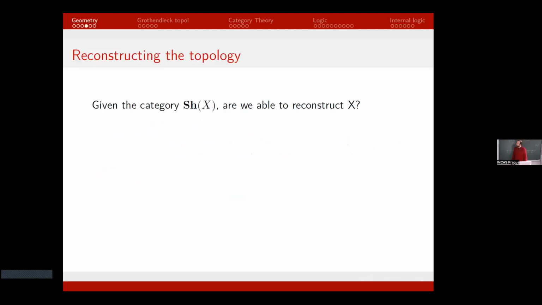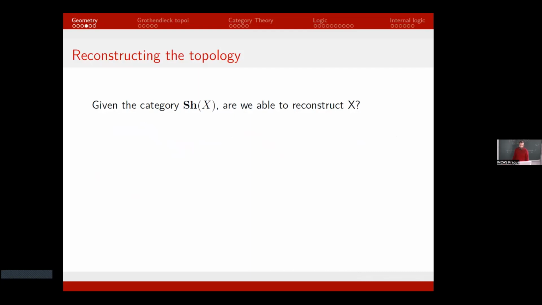And now a question. So we started from a topological space. We produced the topology, so the category of open subsets. And then from this we built a categorical object, so this category of sheaves. The question is, are we able to reconstruct back X? Because it would be a way to identify spaces with categories of sheaves.